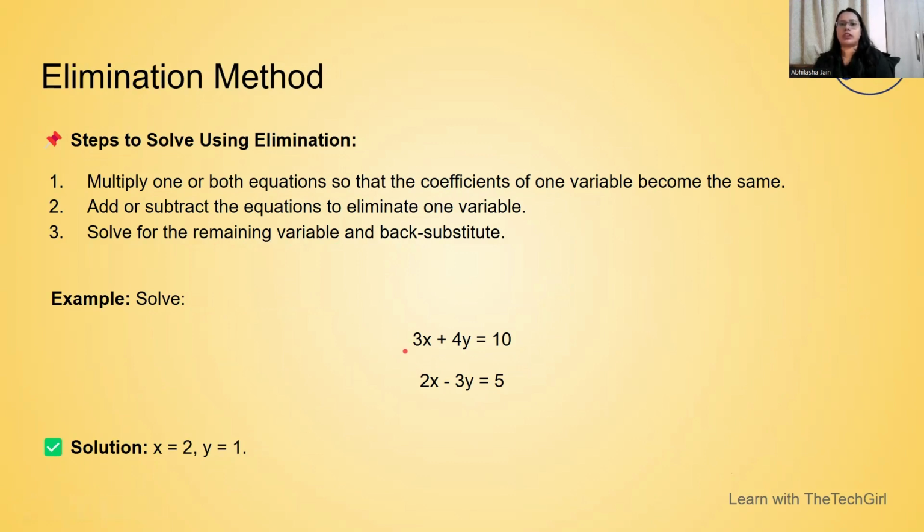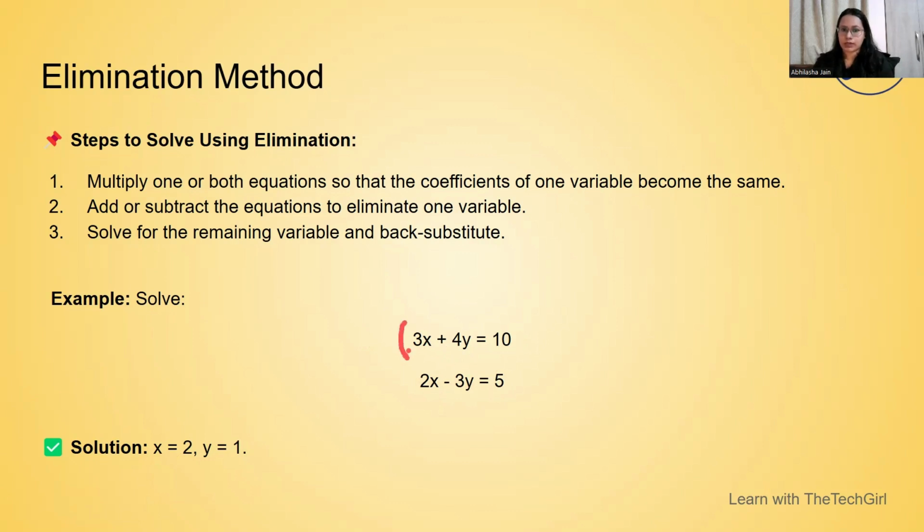So what you're going to do, you're going to look at both the equations and you see what can I multiply so that I can eliminate one variable completely, right? What do you mean by eliminate one variable completely? In this example, you have 3x plus 4y is equal to 10 and 2x minus 3y equal to 5. Now, what can you multiply one or both the equation with so that you have same value for one variable? So let's say we are going to eliminate x, right?